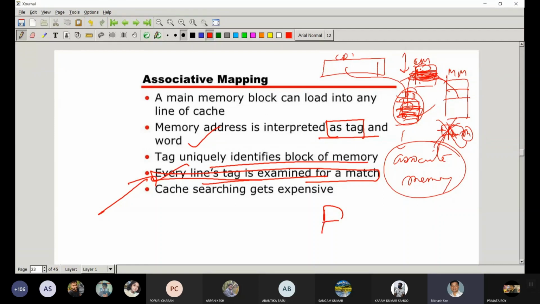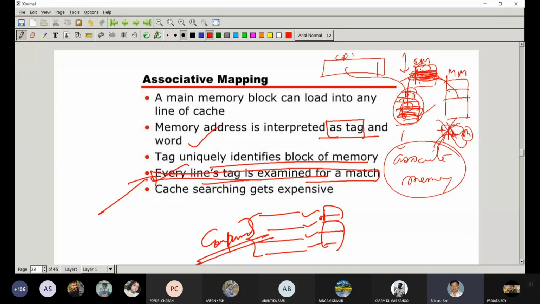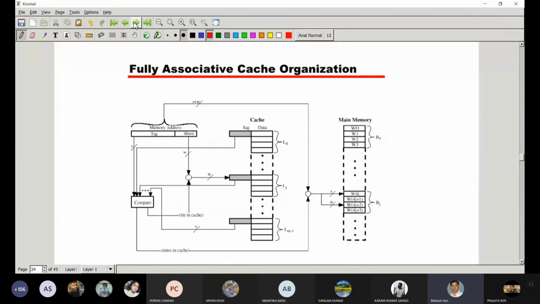So if tags are associated with the cache, each of the tags is compared in parallel. So how many tag comparators are required? One comparator or multiple comparators? That is first, tell me. Multiple, for parallel. Multiple comparators. Point to be noted: multiple comparators are required. I'll come to the point later. That's why cache search gets expensive. Comparing each tag becomes very expensive. Is this point clear?